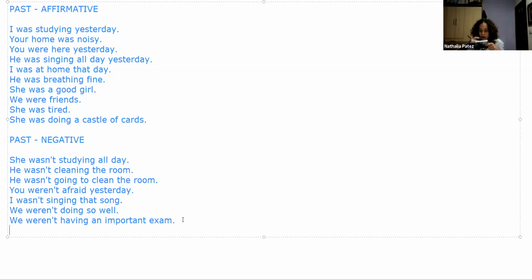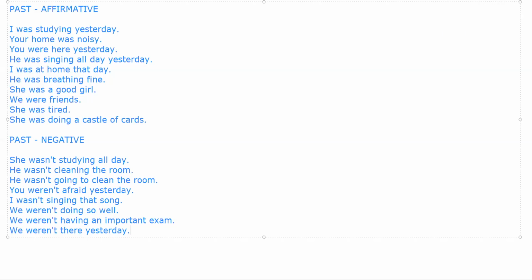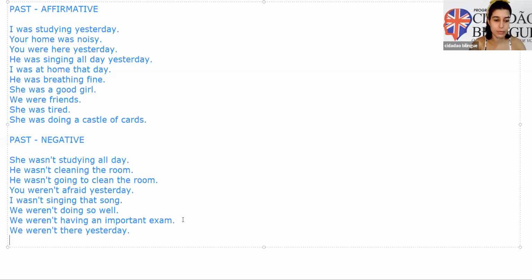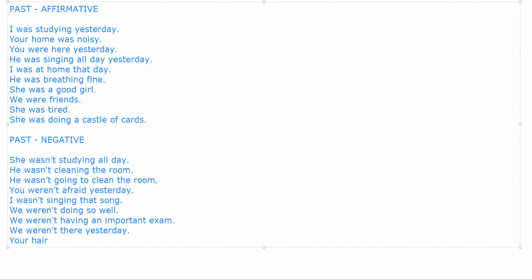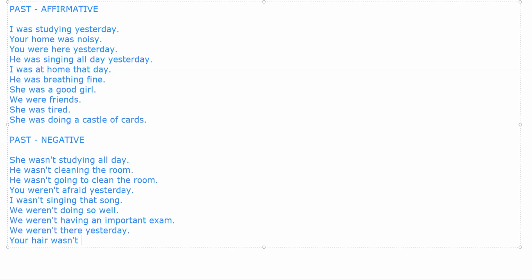We weren't there yesterday. Very good. Nós não estávamos lá ontem. What else? Para falar, seu cabelo não está parecendo colorido, brilhoso. Eu teria que usar your hair primeiro? Your hair, uhum. Seria it, né? Your hair wasn't, o seu cabelo não estava. Uhum.